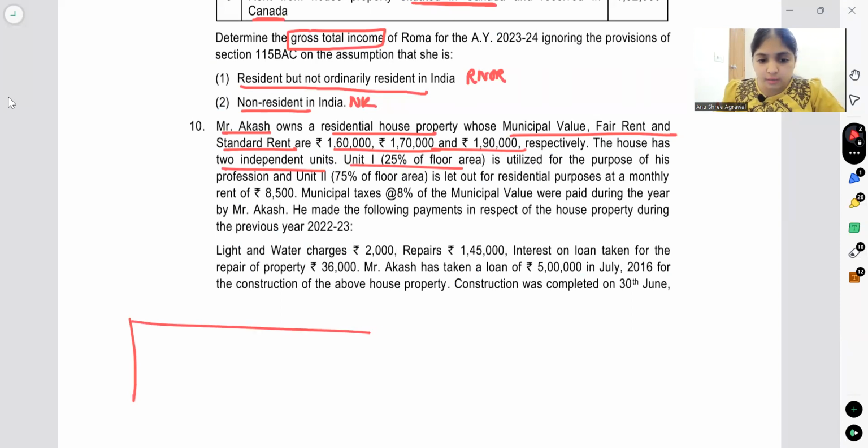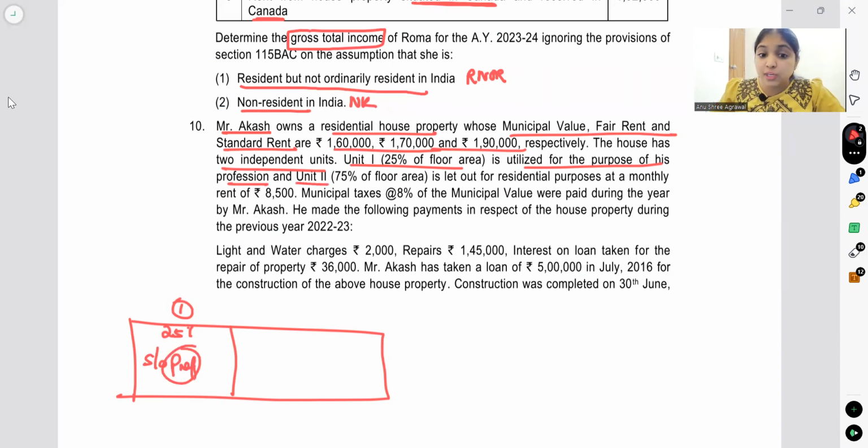Unit 1, which is 25% of floor area, is utilized for the purpose of his profession. So Unit 1 is self-occupied for his profession, and Unit 2, which is 75% of the floor area, is let out for residential purposes at a monthly rent of 8,500. Municipal taxes, 8% of the municipal value, were paid during the year by Mr. Akash. He made the following payments in respect of the house property during 22-23. We have light and water charges, we have repairs, interest on loan taken for the repair of the property. Mr. Akash has taken a loan of 5 lakhs in July 2016 for the construction of the above property.